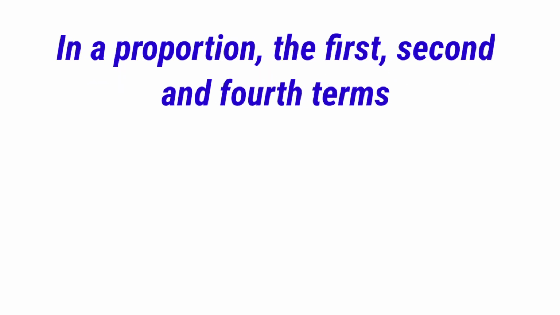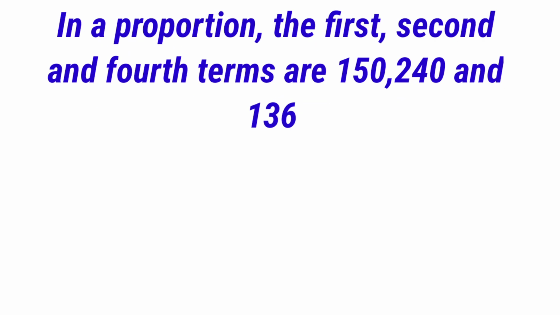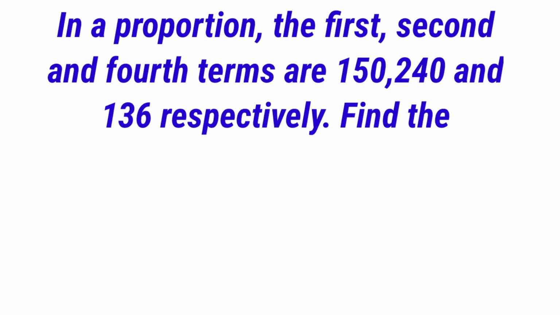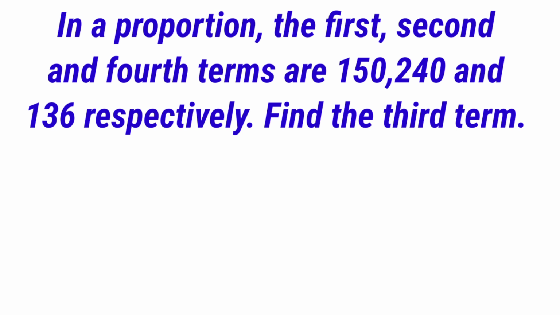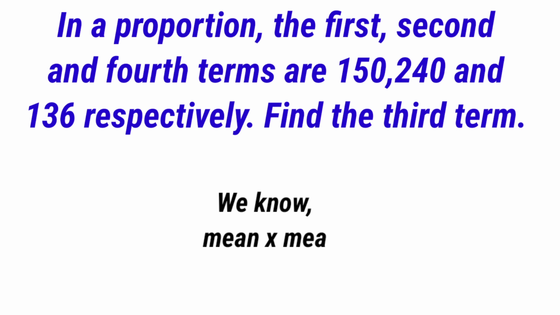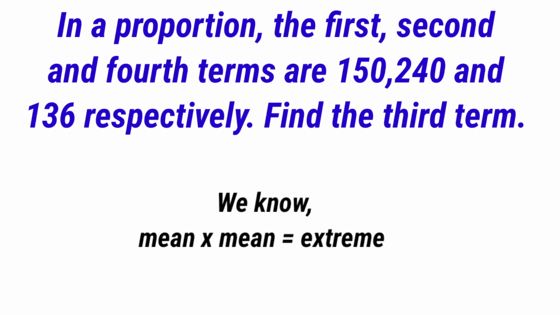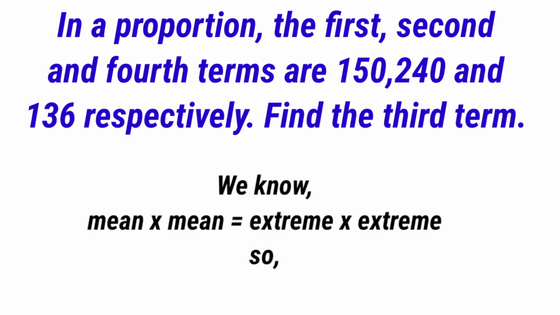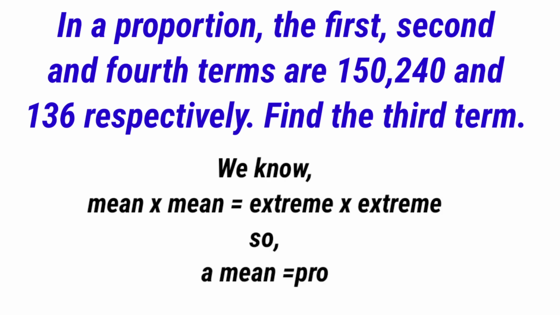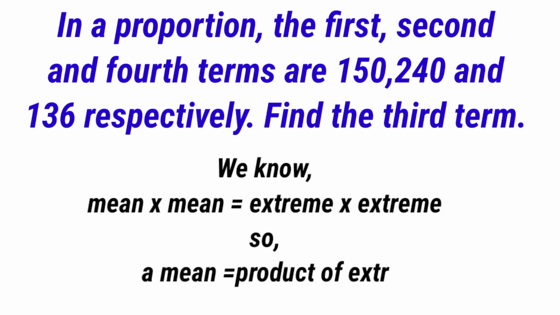Here we have a proportion question. In a proportion, the first, second and fourth terms are 150, 240 and 136 respectively. Find the third term. We don't know the third term, and we only know that product of means is equal to product of extremes. That means mean into mean is equal to extreme into extreme.